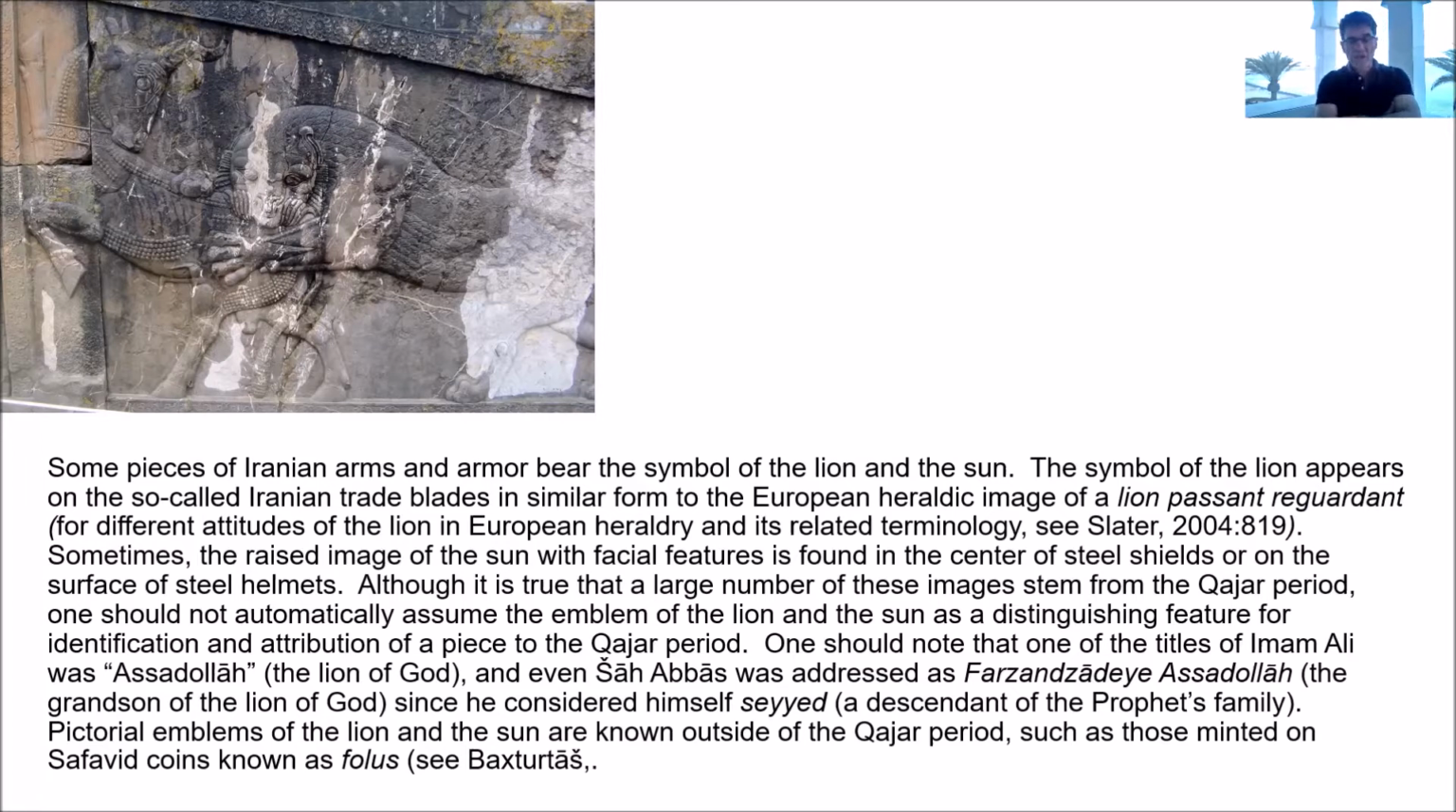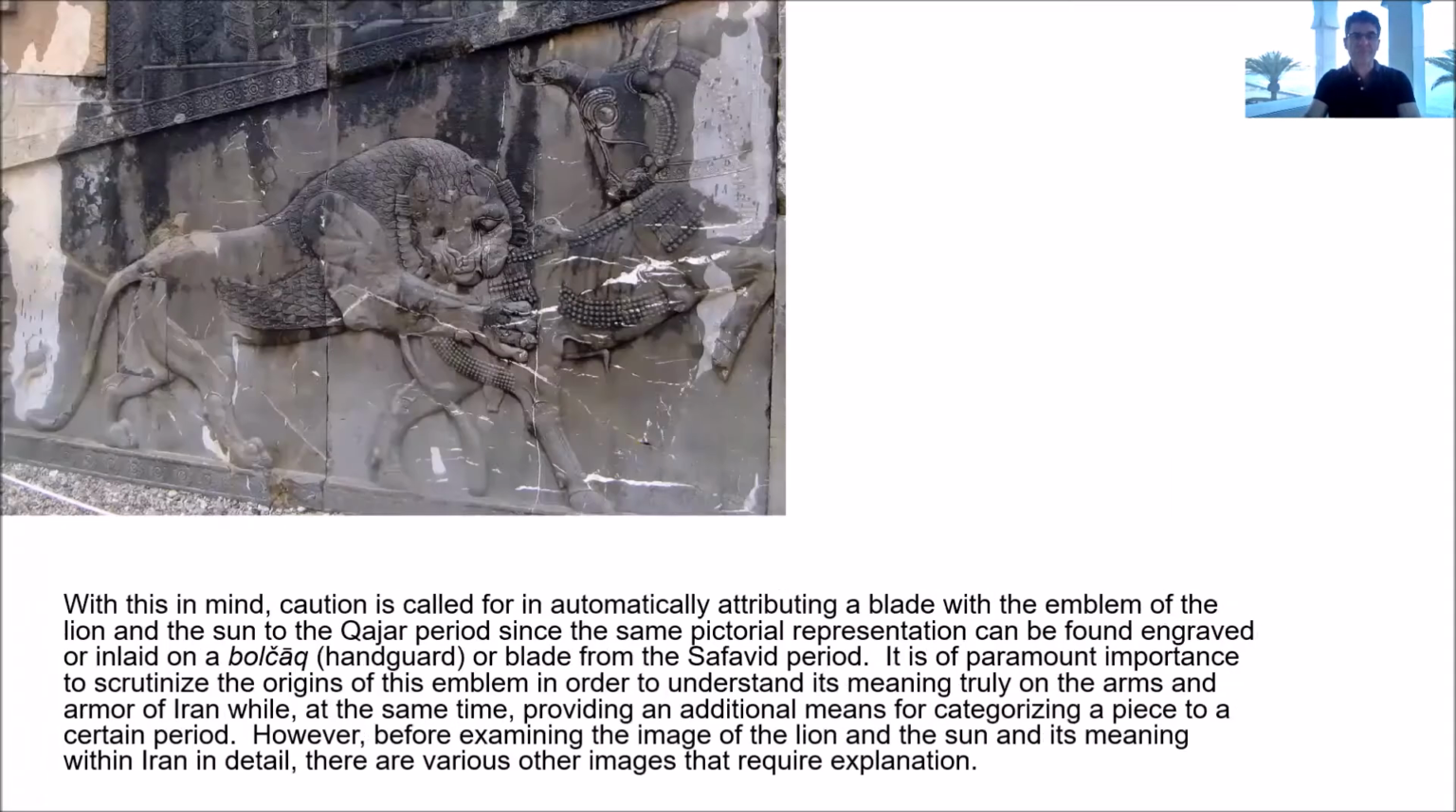Pictorial emblems of the lion and the sun are known outside of the Qajar period, such as those minted on Safavid coins, as Bakhtin mentions them. So when we see a blade with a symbol of the lion and the sun, we should not automatically attribute it to the Qajar period, because we need to compare it to other examples from the Safavid period, because we have also some of them with bull charm hand guards, which show the symbol of the lion and the sun.